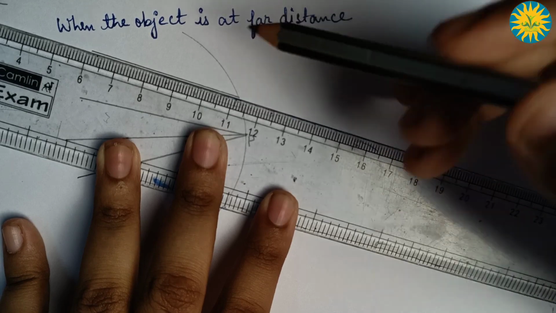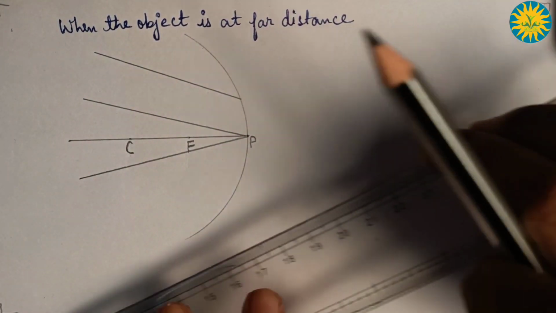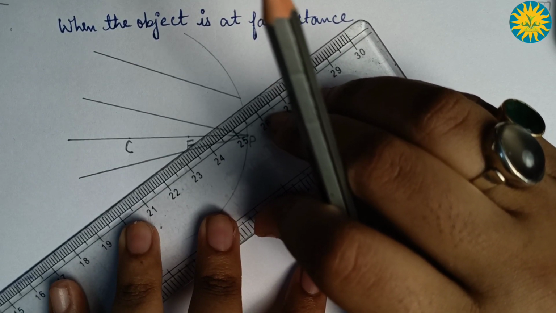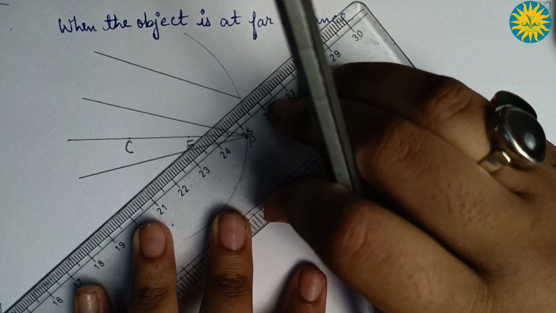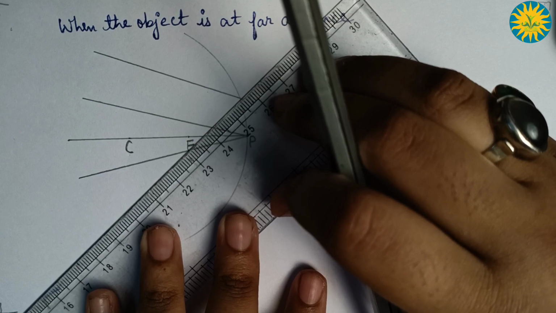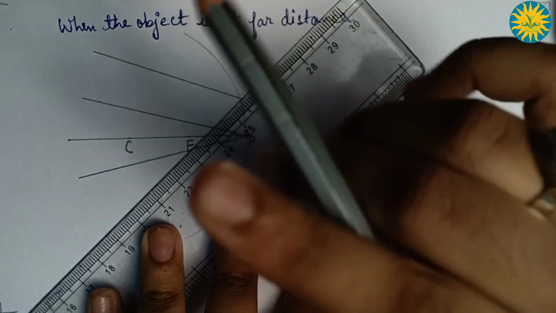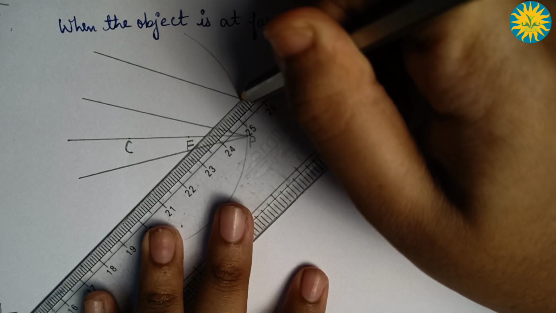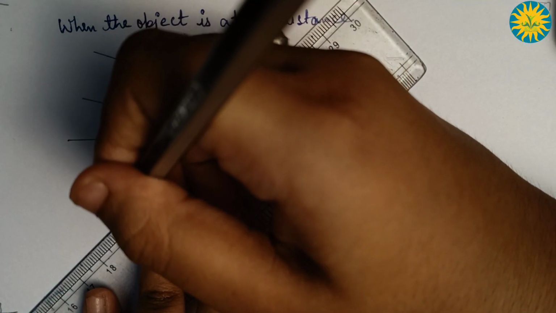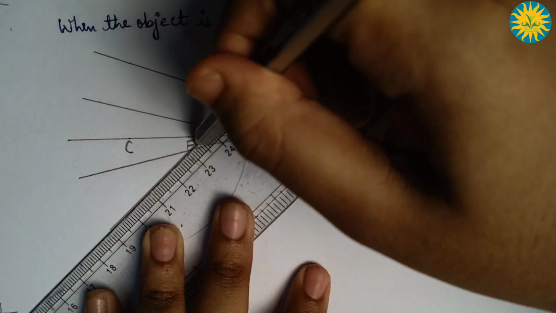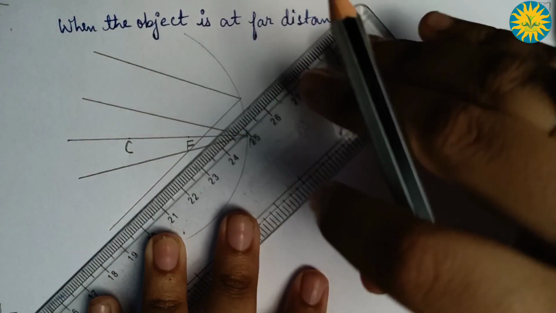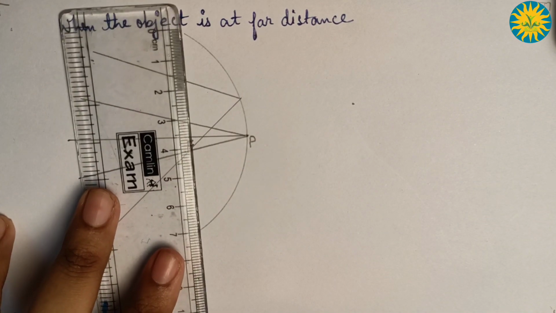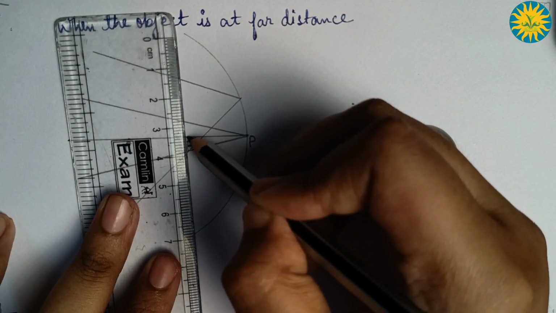Now this is our second ray, that is also striking the mirror at some point other than the pole. Again we are drawing the reflected ray, maintaining the law of reflection, that is, the angle of incidence will be equal to the angle of reflection. Just see, we are drawing the reflected ray. This is our second set of incident ray and reflected ray.